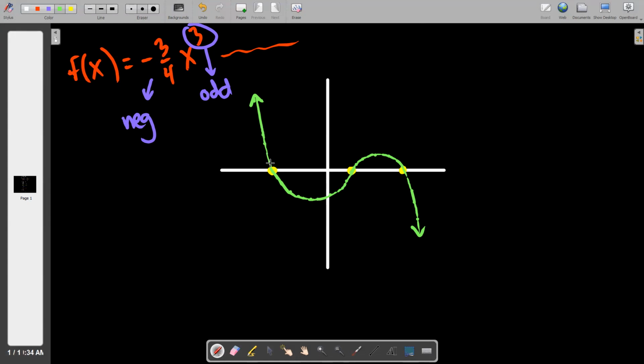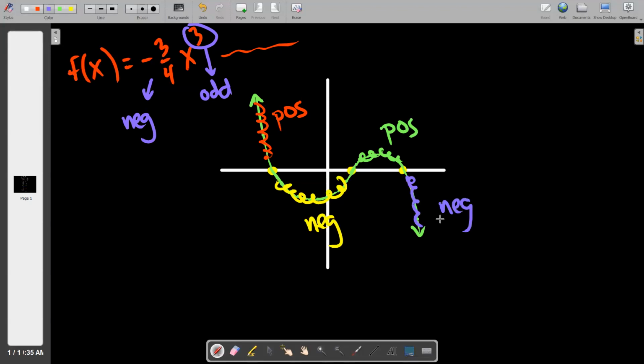Do you see these intervals? You would agree that this interval right here that I'm writing red on is a positive interval, isn't it? And you would agree that this interval that I'm kind of squiggling in yellow is a negative interval. You would agree that this green interval is another positive interval. And you would agree that this purple interval is a negative, right? Good so far? Okay.